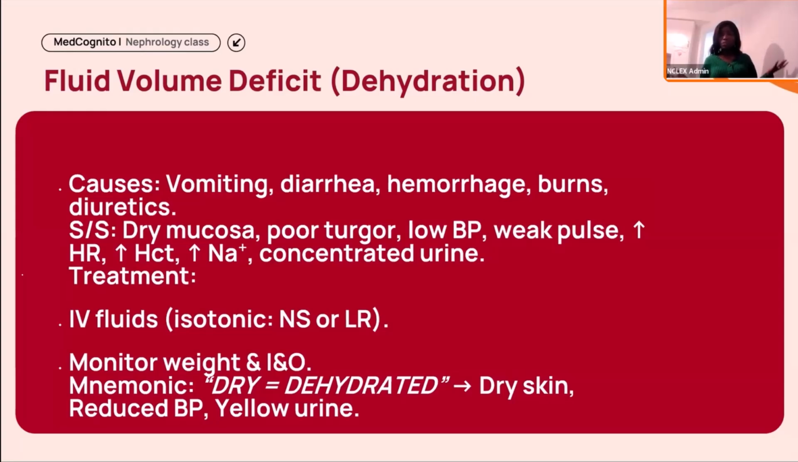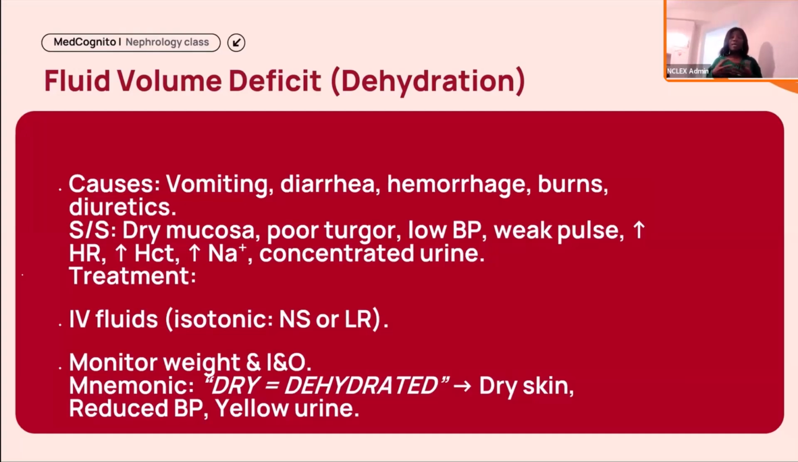What signs and symptoms would tell you that this client is dehydrated? Dry mucosa. When you try to stretch the skin, there's poor skin turgor, low blood pressure, the pulses are weak and thready, and the heart rate is increasing. In cases where the client is very dehydrated, the urine becomes concentrated, and sodium and hematocrit will increase.